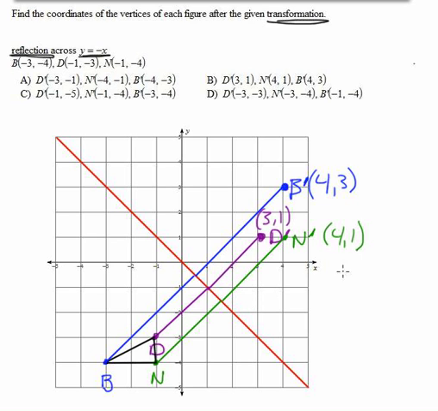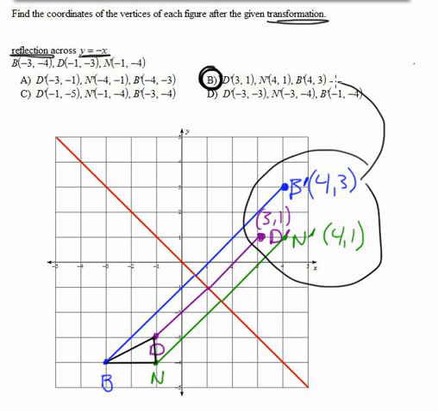So now I just have to find which of my answer choices has these different points. So B prime is 4, 3, and N prime is 4, 1, and D prime is 3, 1, and I see that the answer is B. B as in boy has those points right there. So my answer is B.